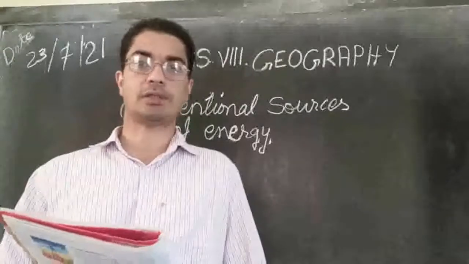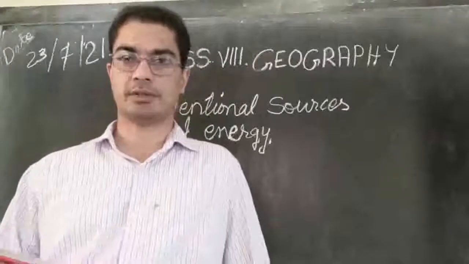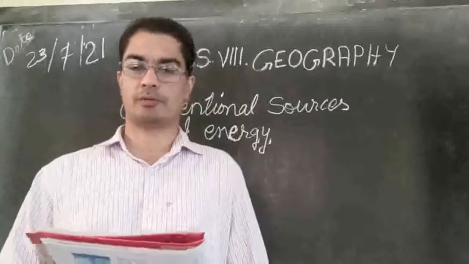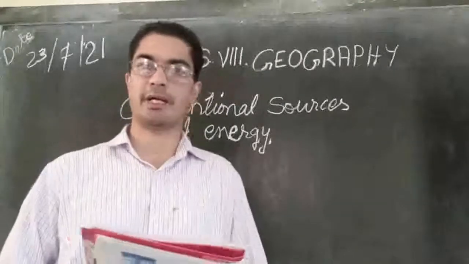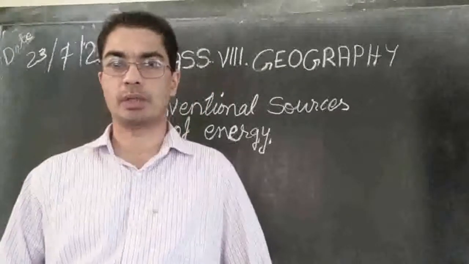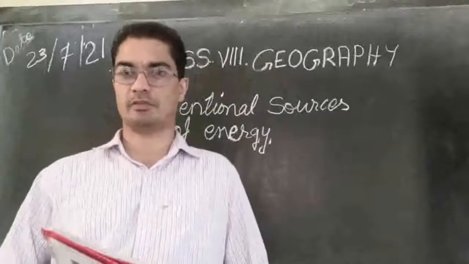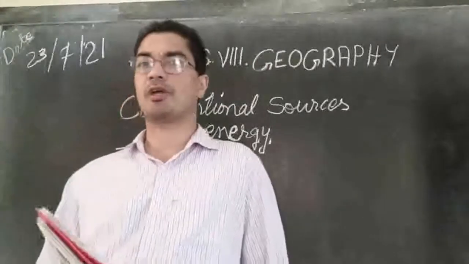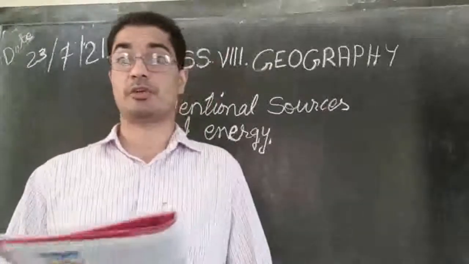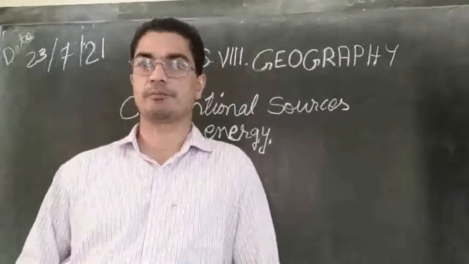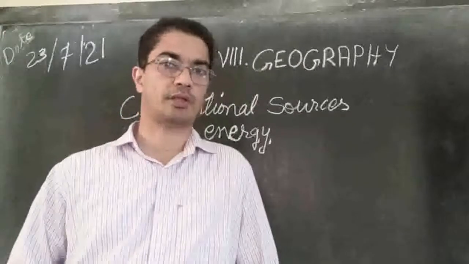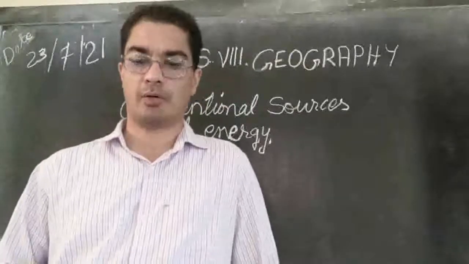And if electricity is produced from water, what is it called? It is called hydel electricity or hydel power. So if it is coming from water, it is called hydel power, and if electricity is generated from coal, then it is called thermal power. So don't forget and don't get confused. Remember, electricity can be created from water as well as from coal. If the electricity is generated from coal, it is called thermal power, and if electricity is generated from water, it is called hydel power.